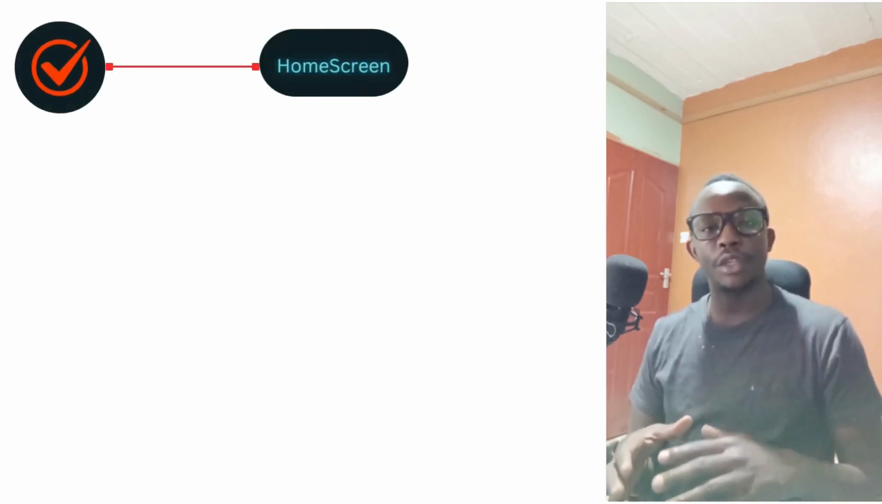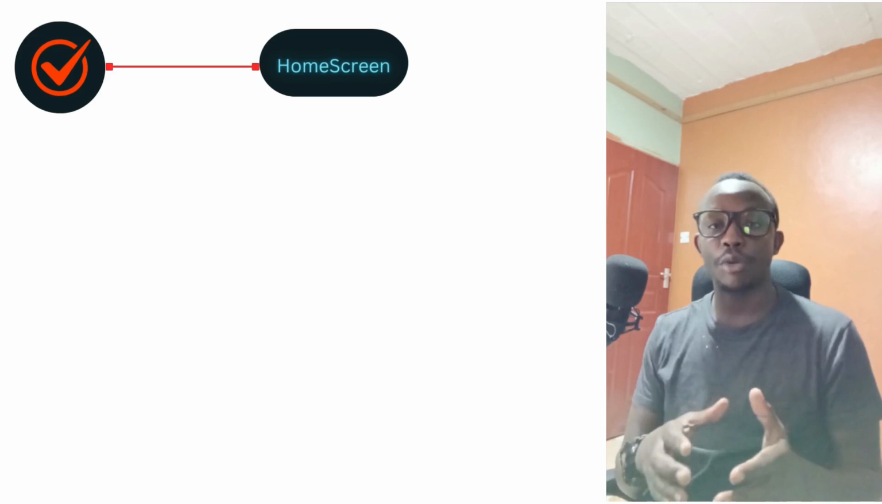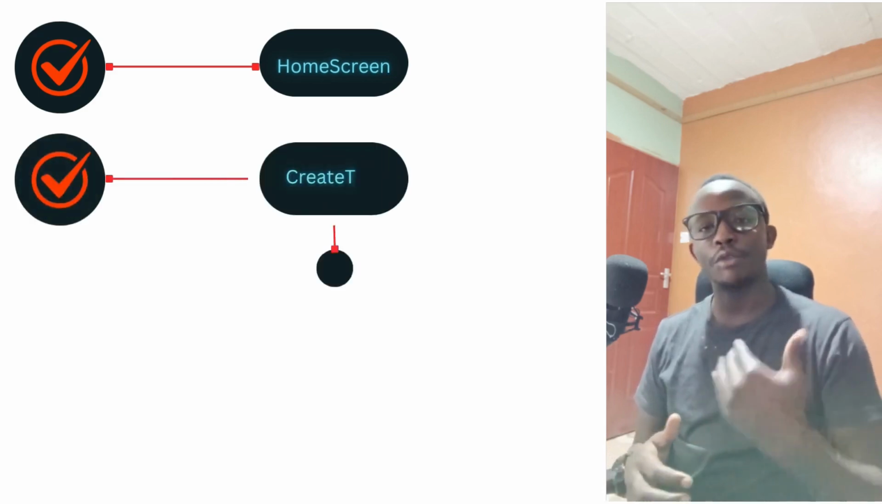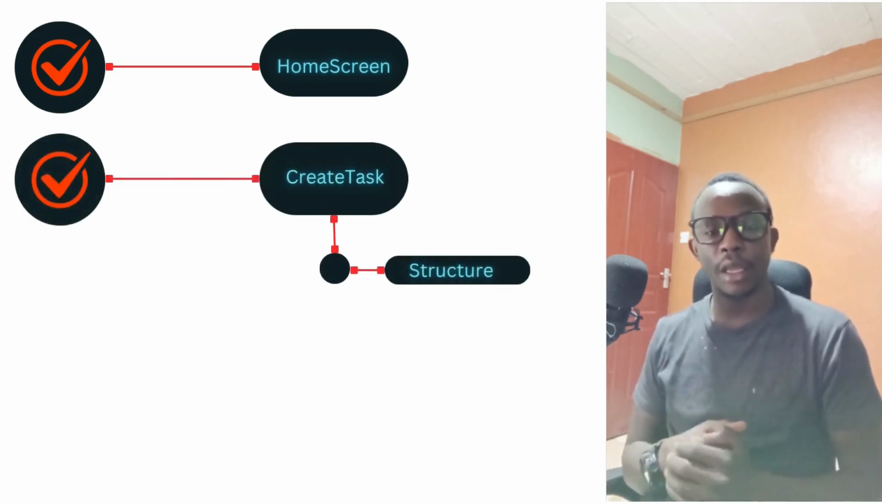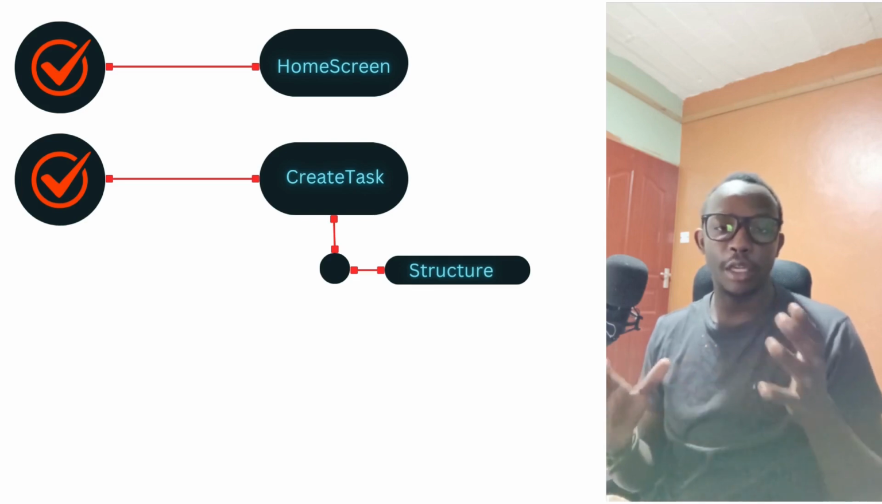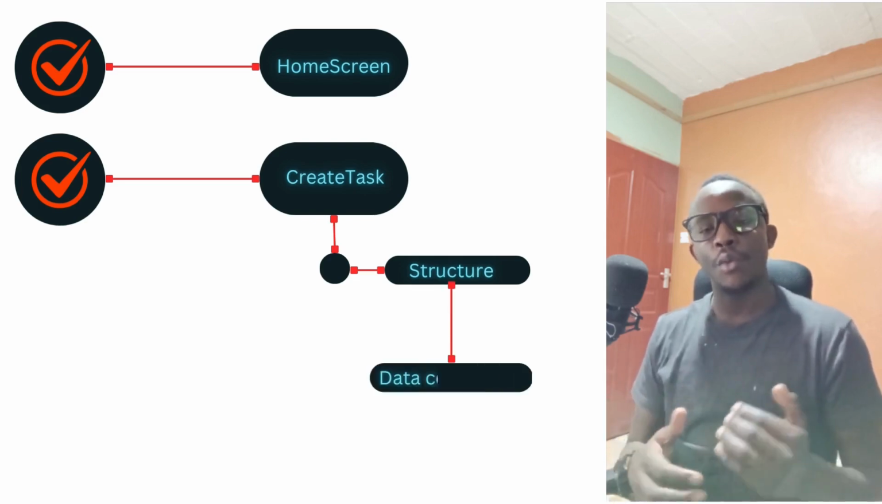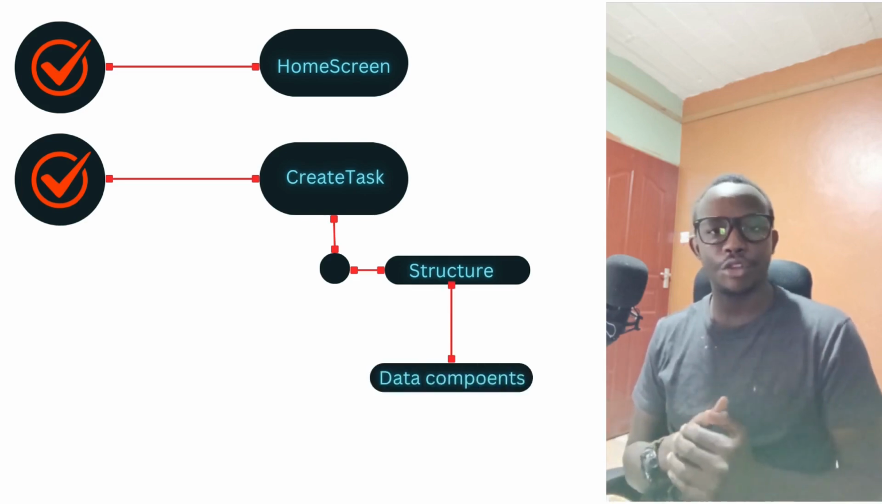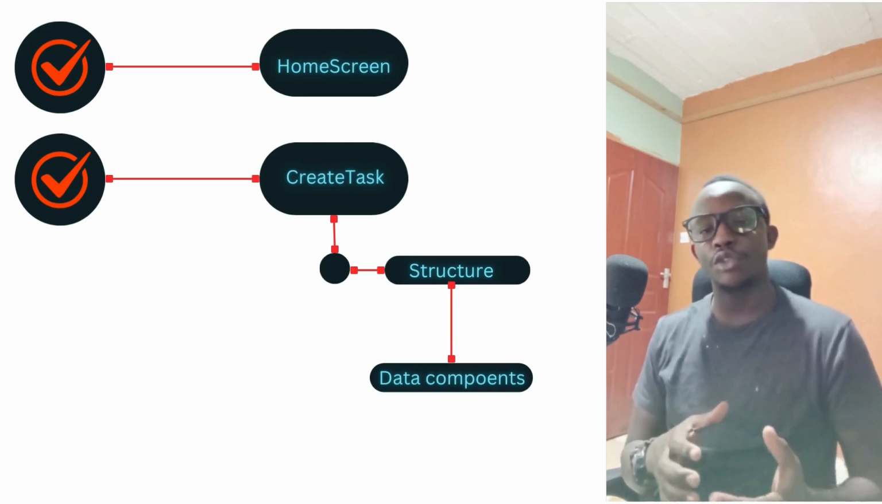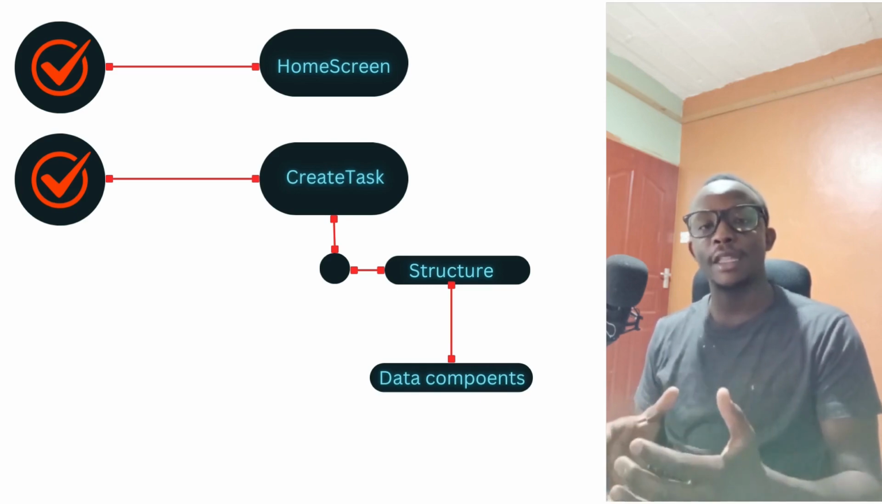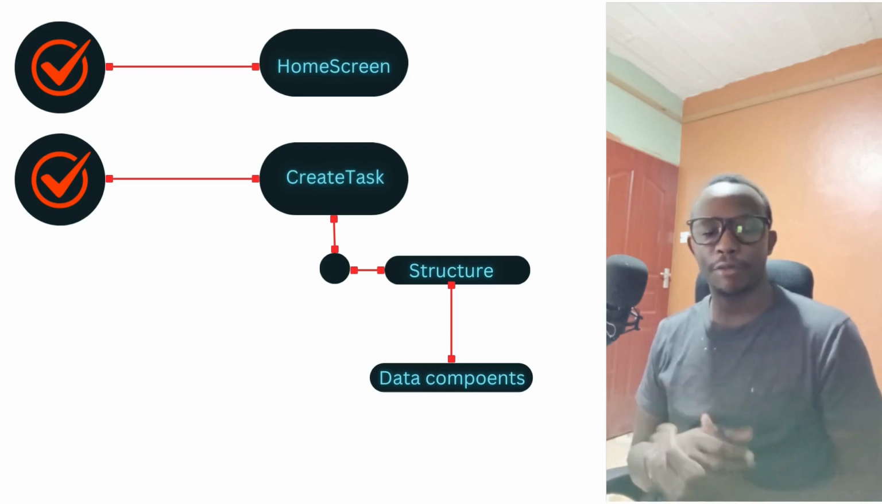Now in the previous video, we finished up creating the components for the home screen. We then moved on to defining a new screen. Now in that screen, we created only the structure. Now in this video, we're going to add to that structure components that are going to allow us to capture user data that we will then validate before saving it to the database.